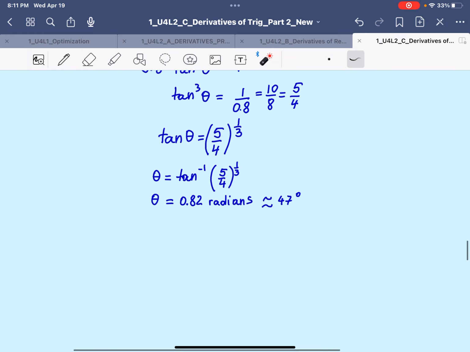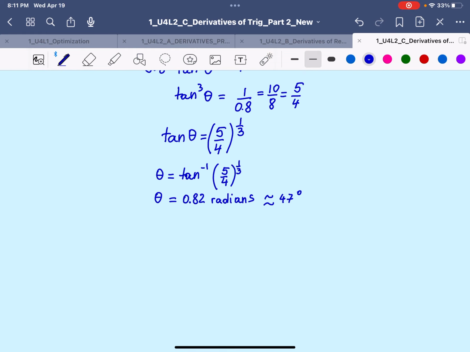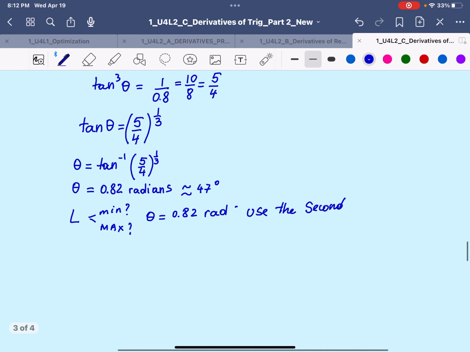Now, if you want to check and see if L will have a min or a maximum at theta equal 0.82 radians, we use the second derivative test. Second derivative test. Beautiful writing. Derivative test, sorry about that.